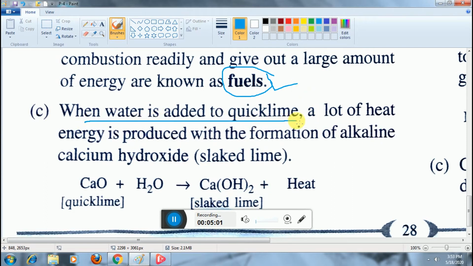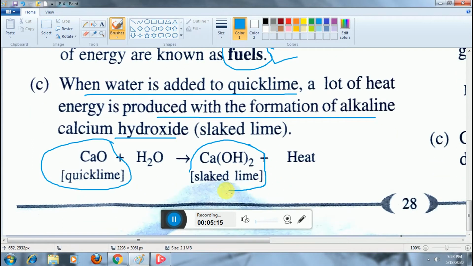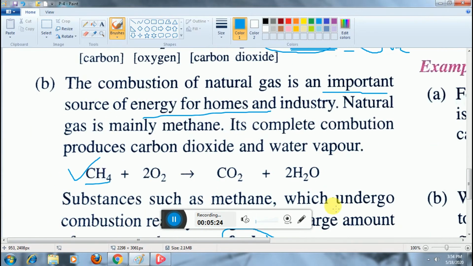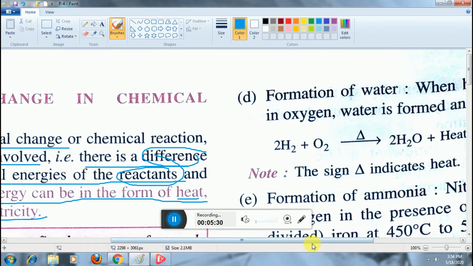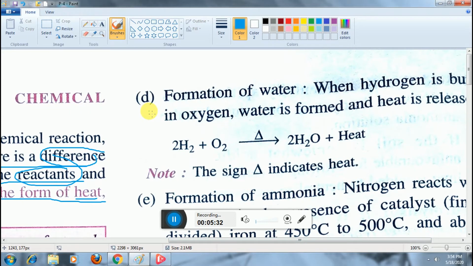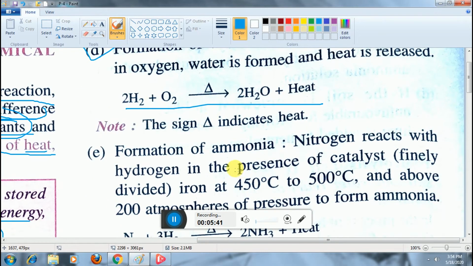When water is added to quicklime, calcium oxide, a lot of heat energy is produced with the formation of alkaline calcium hydroxide, which is termed slaked lime, and a huge amount of heat is evolved. After some time, the solution or mixture will start boiling due to the huge amount of heat energy evolved. Formation of water is also a case of an exothermic reaction.